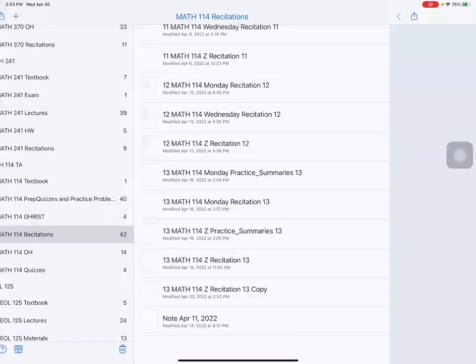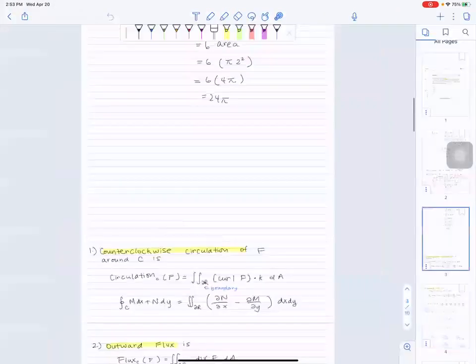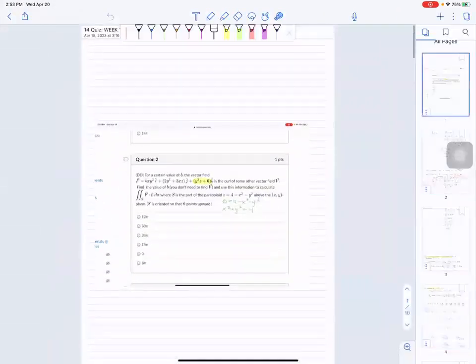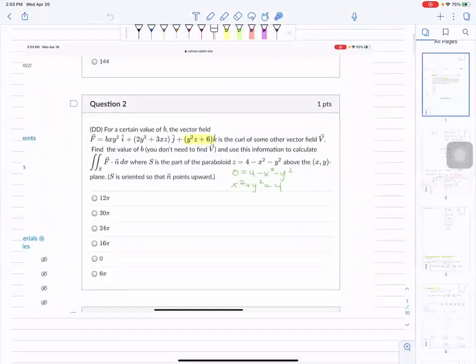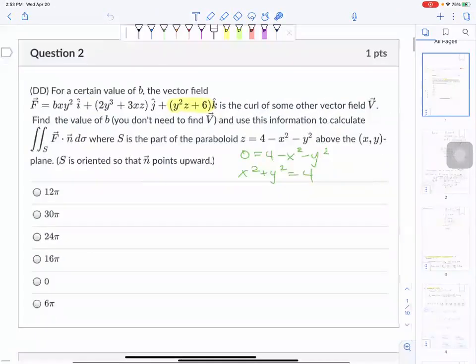Okay, so let me actually do this practice problem for you guys. I think it was a little bit confusing. Okay, this is practice problem number 2. I'll let you guys read the question first in case you haven't looked at it.